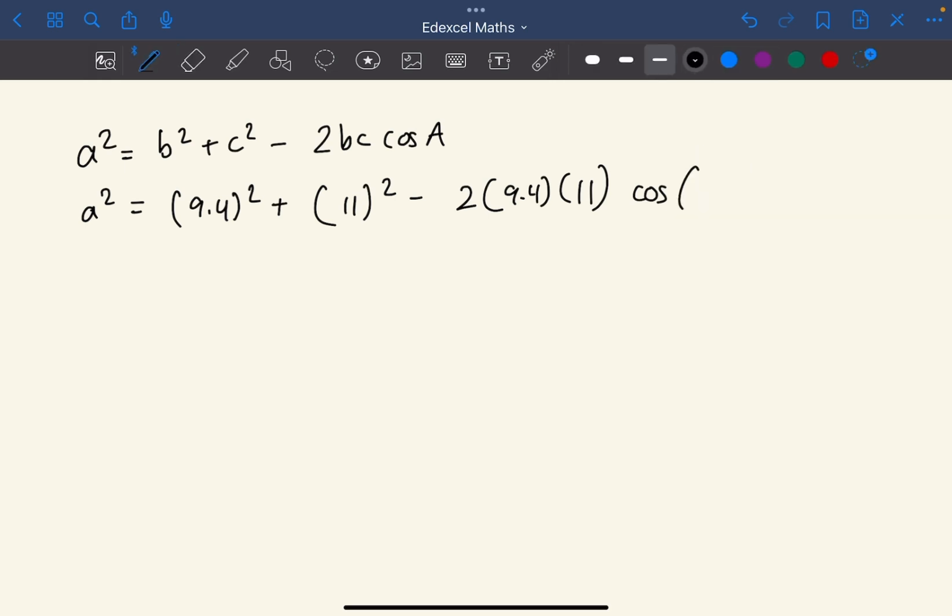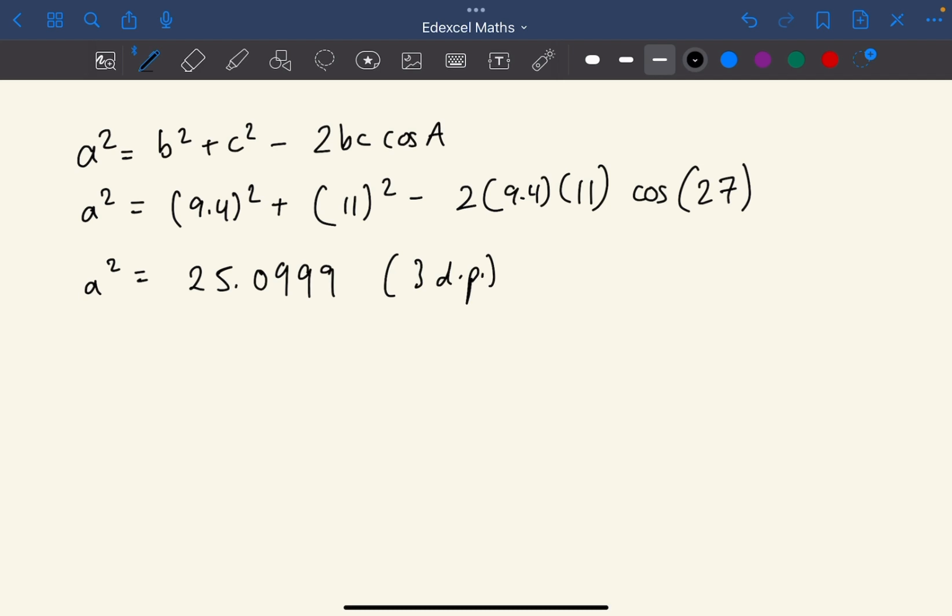Cos A is equal to 27. So you plug that into your calculator, and what do you get? A squared is equal to 9.4 squared plus 11 squared minus 2 times 9.4 times 11 times cos 27. Okay, you get 25.0999. Just leave it to 3 dp.